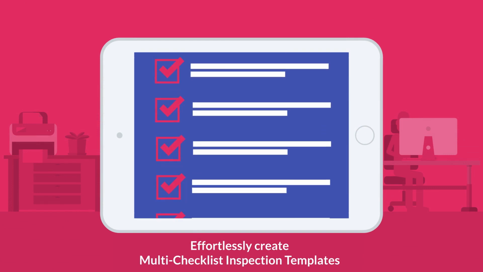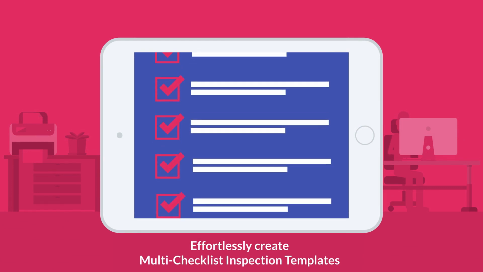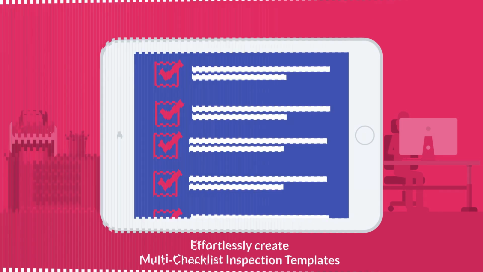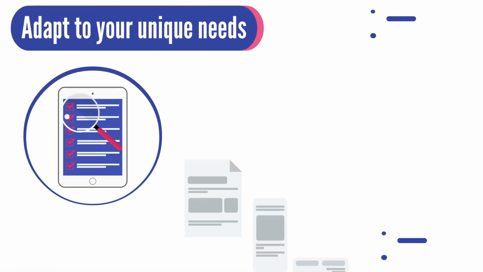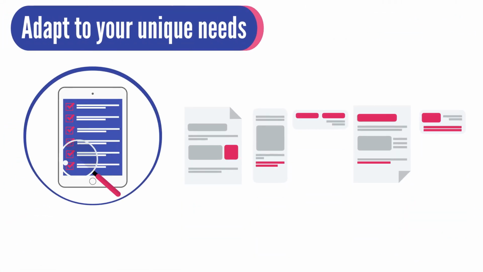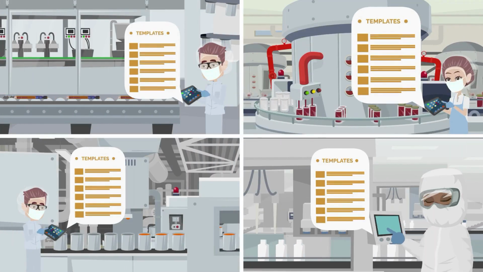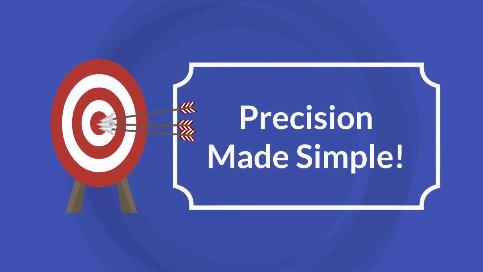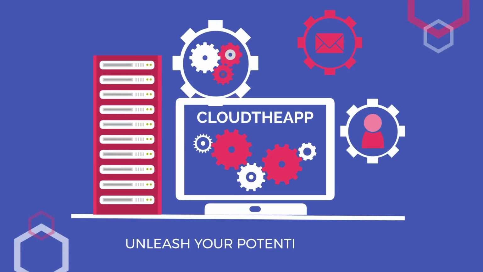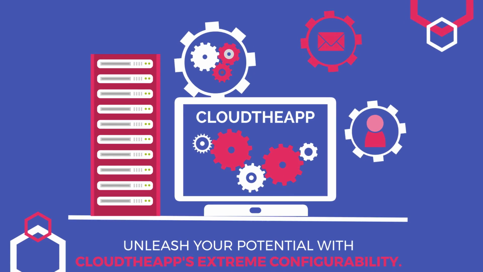Effortlessly create multi-checklist inspection templates with dynamic measurement-based parameters. Adapt to your unique needs, ensuring no detail goes unnoticed. Inspect with ease. Load inspections from templates and watch as the system auto-calculates results based on entered measurements. Precision made simple.